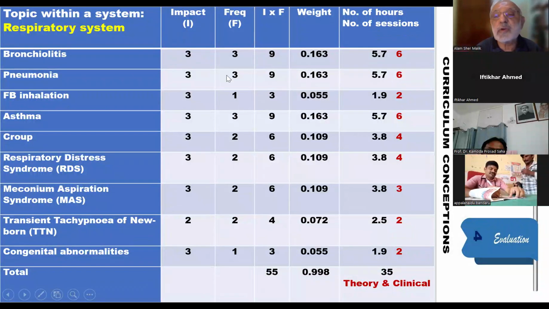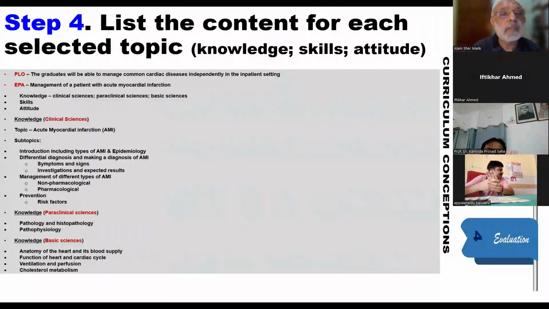So bronchiolitis, bronchopneumonia are very common, whereas foreign body inhalation is less common. Asthma is more common. So in this way, for each topic, we can calculate the weightage, and based on their weightage, we would include in our curriculum and in our content. Now, this is just to show you how to list all those things on one page, but of course, I will explain one by one later.